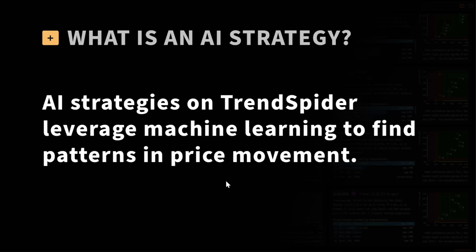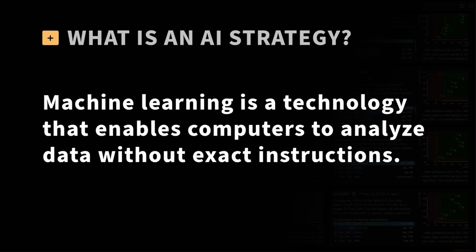Now, the next big question, what is an AI strategy? Well, AI strategies on TrendSpider are all about leveraging predictive machine learning to find patterns in price movement. Machine learning, at its core, is a technology that enables computers to analyze data patterns without needing exact instructions. That is a big key piece of this whole tool. It doesn't require exact instructions.